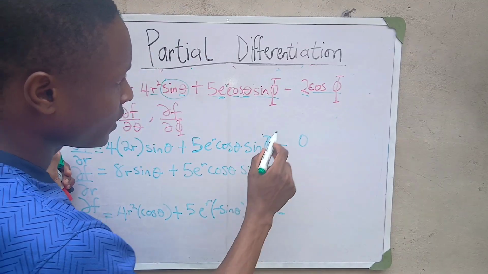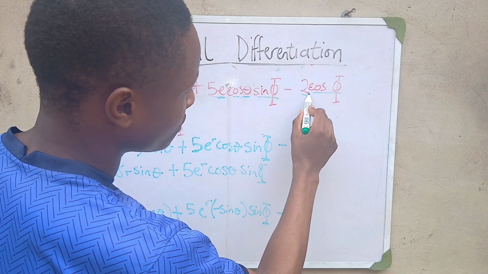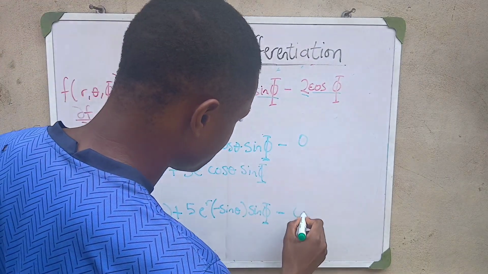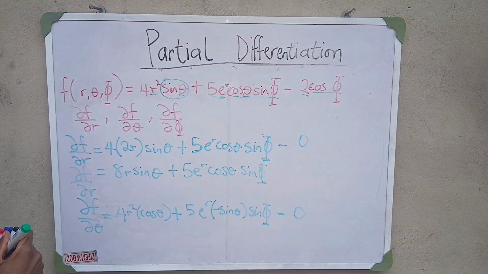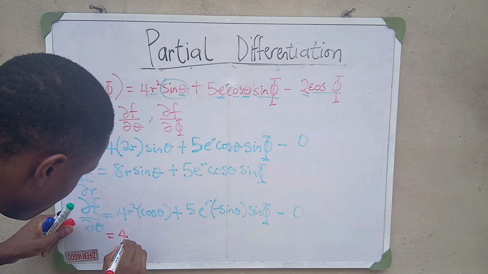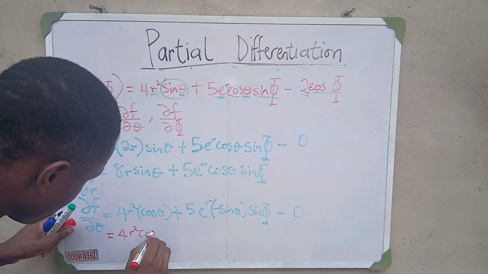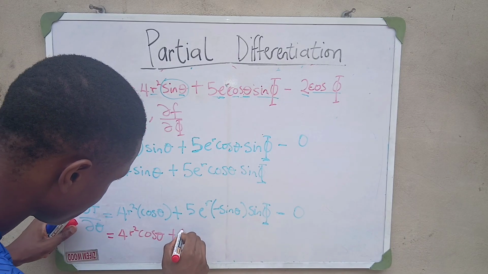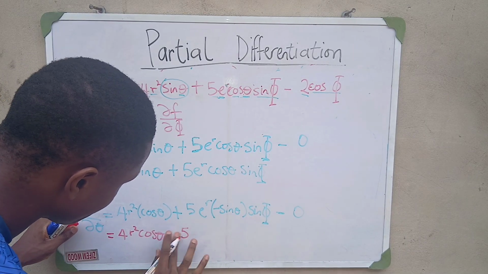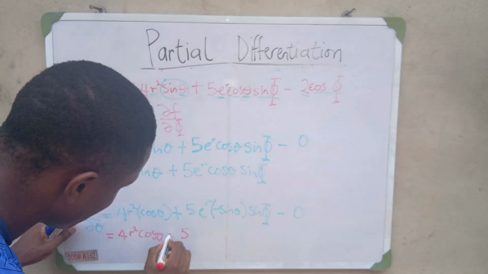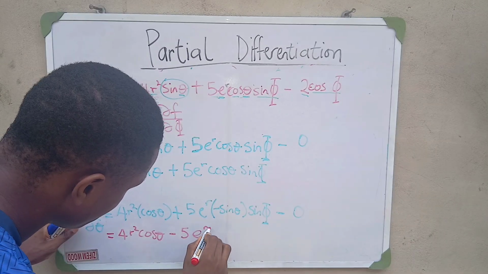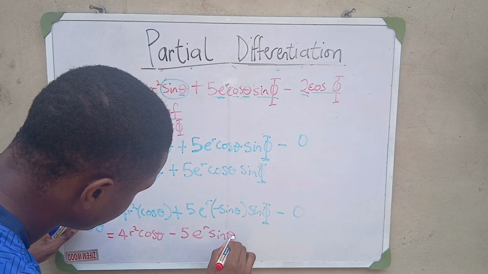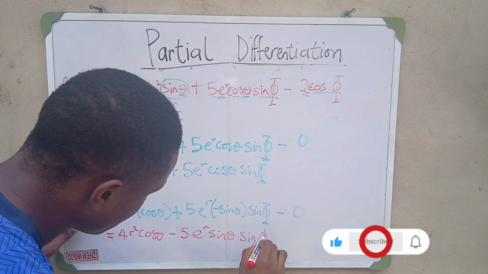Minus. Now we don't have theta here, so differentiating this will be having 0. So we'll now be left with 4r square cos theta plus, okay, this minus will multiply this, so we're having minus 5 e raised to the power r sine theta sine psi.